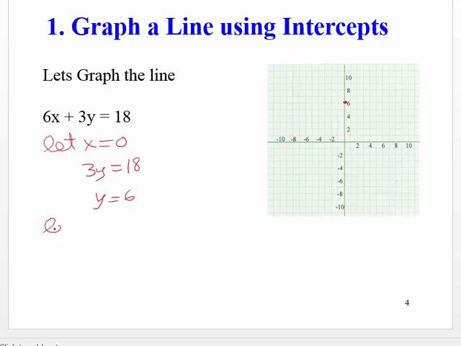If we let y be equal to 0, what solution works when y is 0? Well, 6x is equal to 18. We divide by 6, and x is equal to 3. Okay, let's see if we can draw a better line. Used a ruler that time. And so we get a line that looks like that.